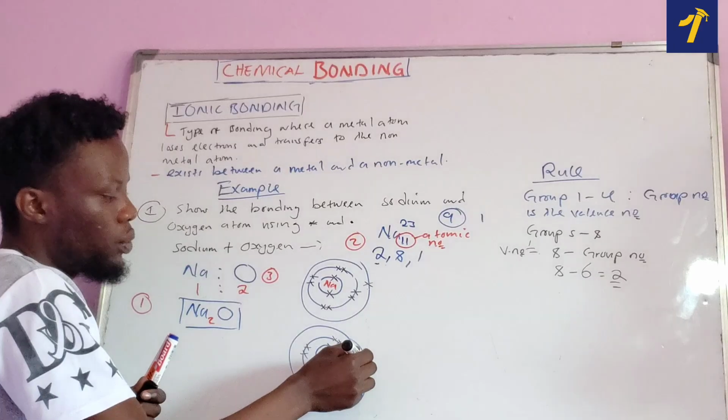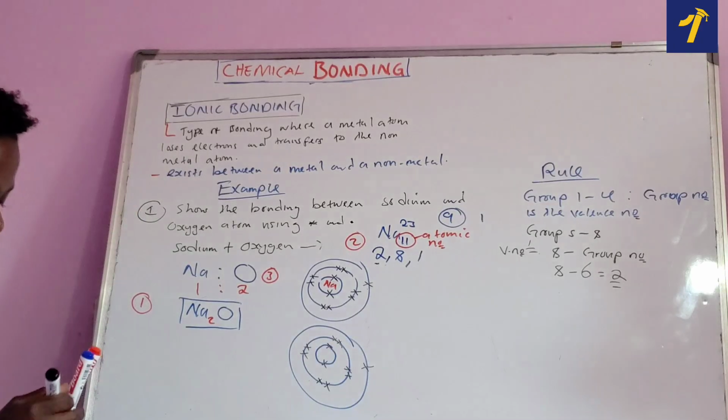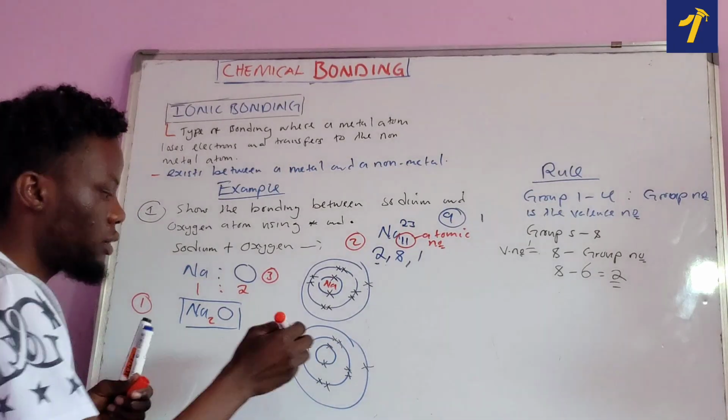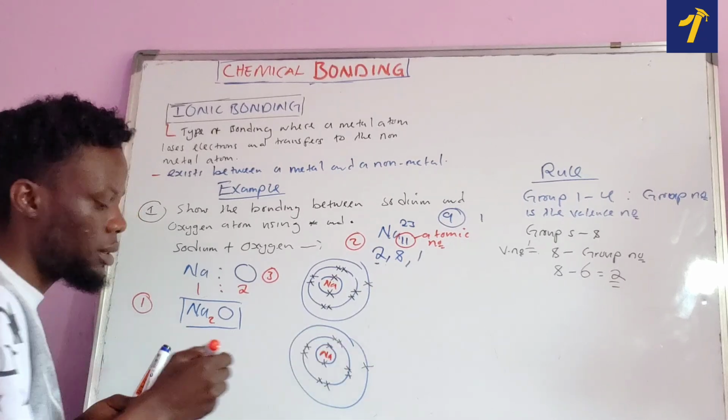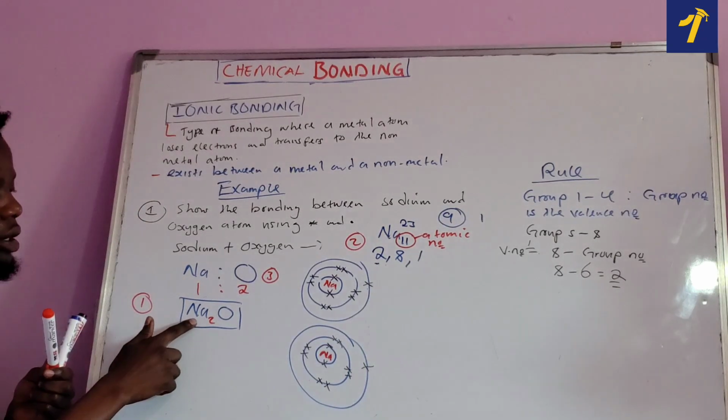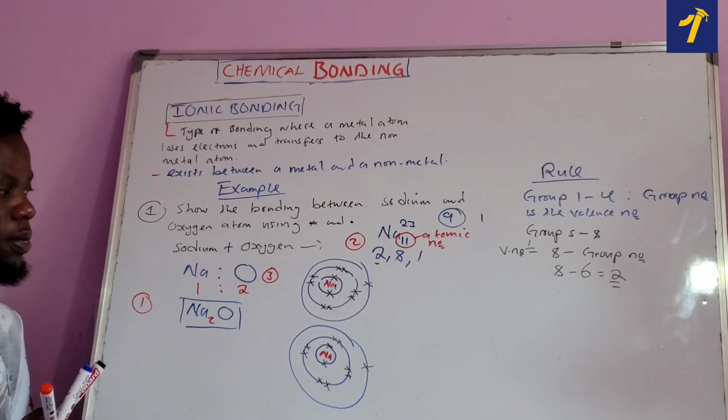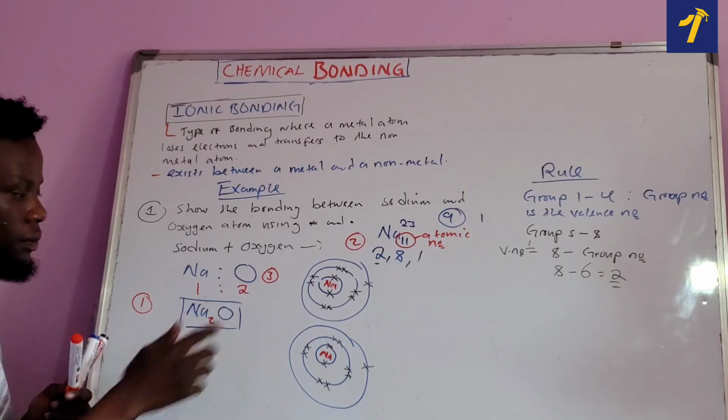And in the last shell, we had about what? 1. And this is for, again, sodium. Why representing sodium twice? Because we have 2 sodium. Okay?